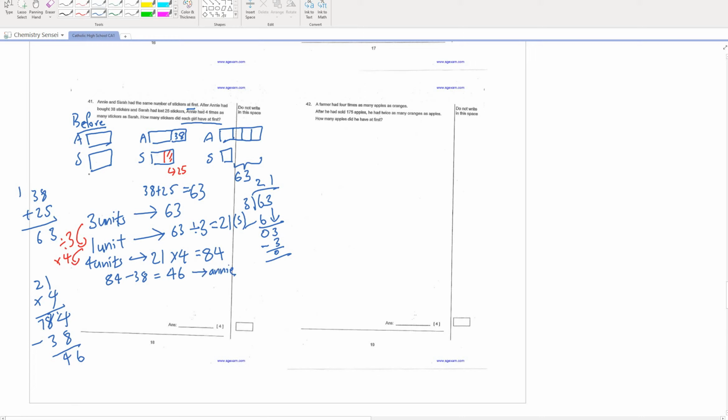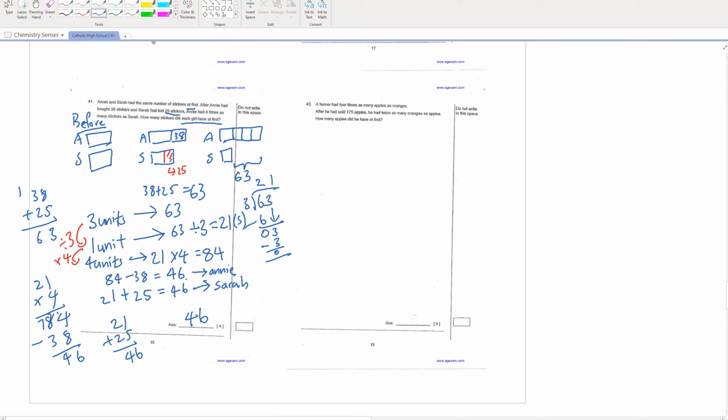How about Sarah? At first, she had 25 stickers more because she did not lose 25 stickers. So initially she had 25 stickers more. So what is 21 plus 25? 1 plus 5 is 6, 2 plus 2 is 4. Sarah had 46 stickers at first.